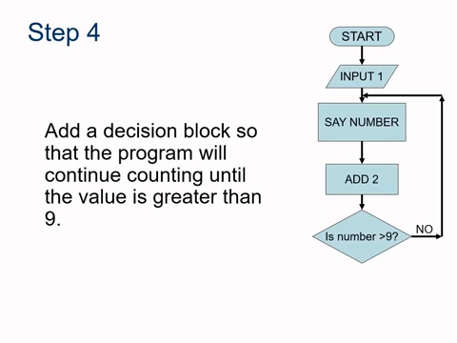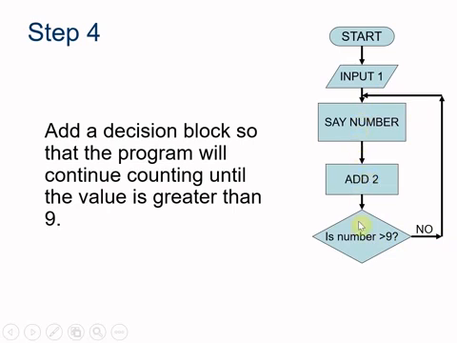So if you can imagine this, we're starting with 1. We input the number 1. The flowchart says the number 1. Then it adds 2, and we get 3. Is 3 greater than 9? No. So we go back, and it's going to say that new number, right? This is the number that is now 2 more. So it's going to say the number 3. It's going to add 2 more. Gives us 5. Is that greater than 9? No. So it's going to go back and say the number 5.